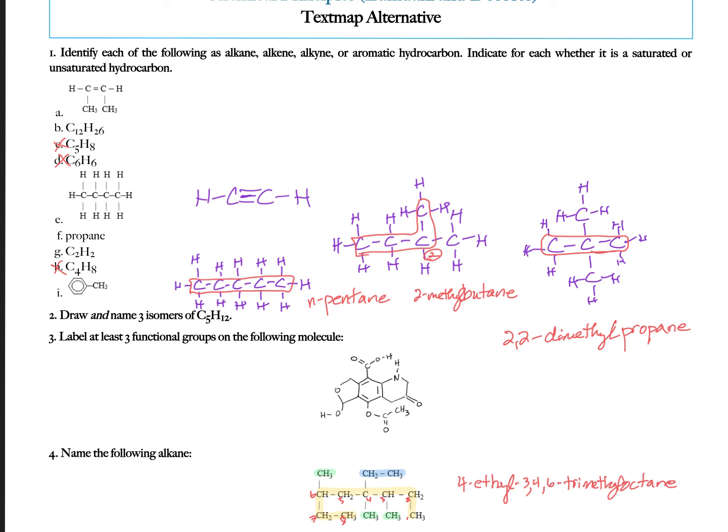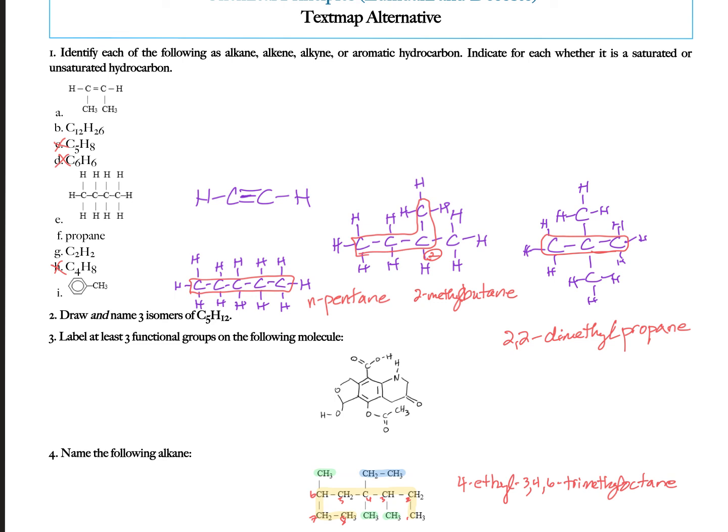We have 4-ethyl, 3,4,6 trimethyl octane. And again, see how the end of the compound, all those names, all those prefixes and roots, all just get smashed together in one big long word. Always I have a dash between any combination of numbers and letters, and I separate any numbers I have with commas. So 4-ethyl dash 3, 4, 6 dash trimethyl octane.